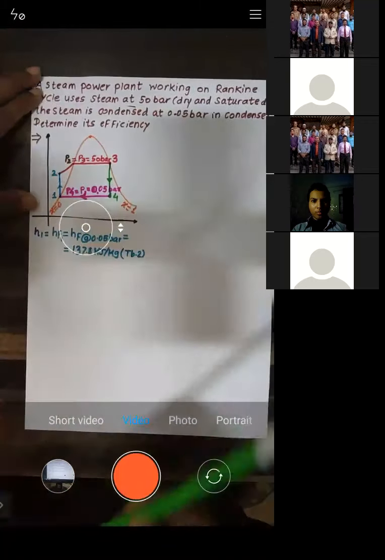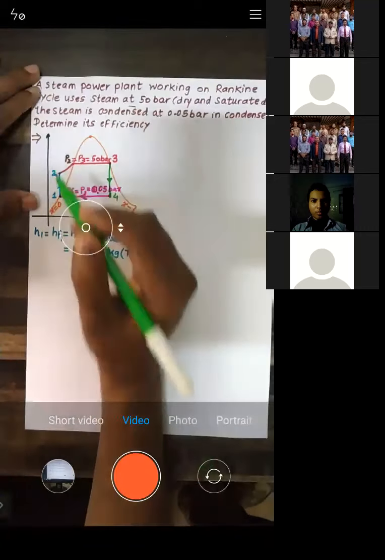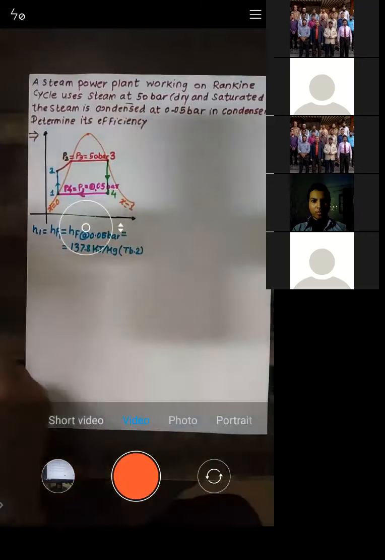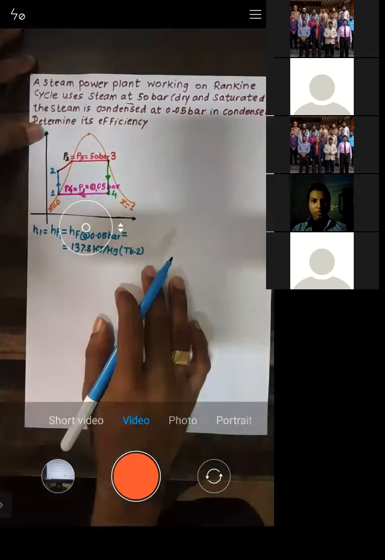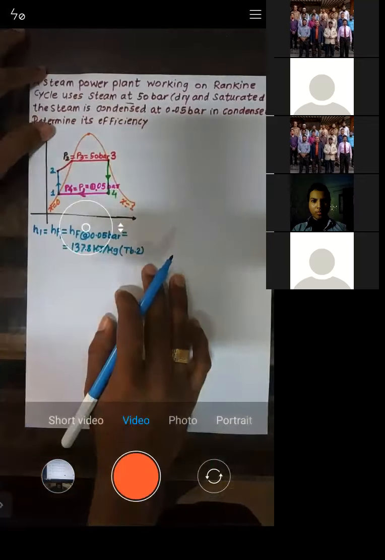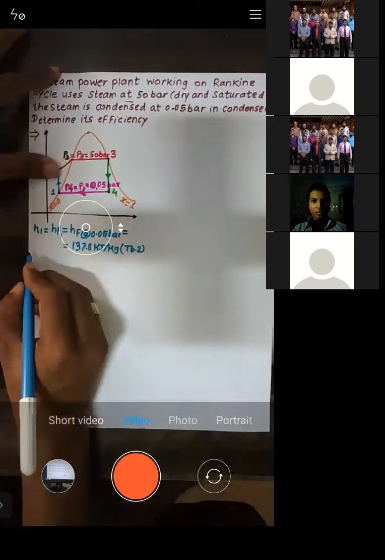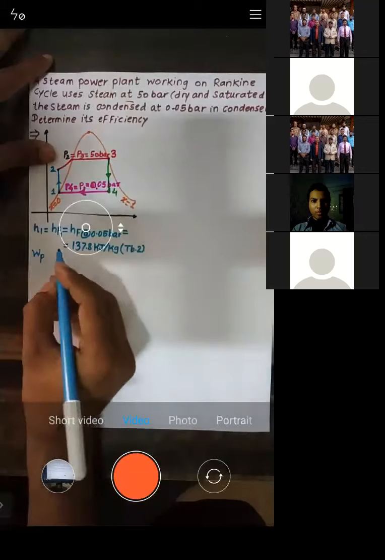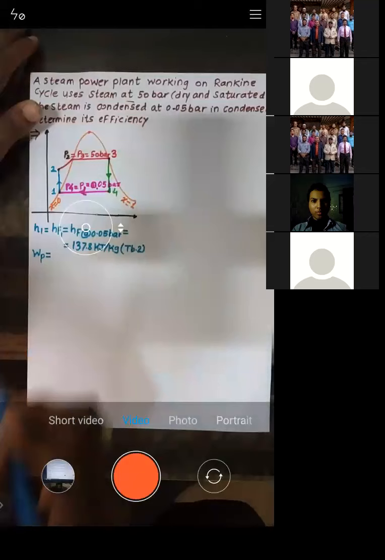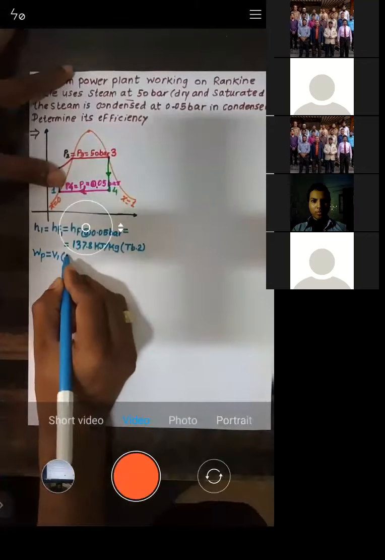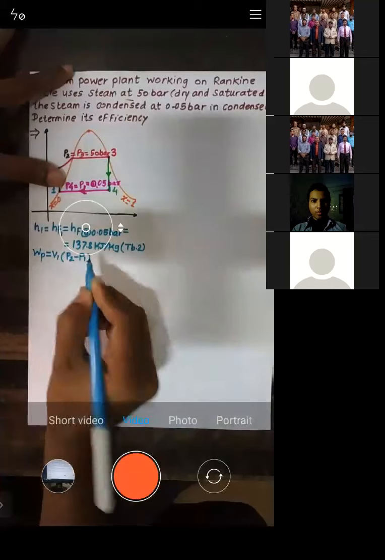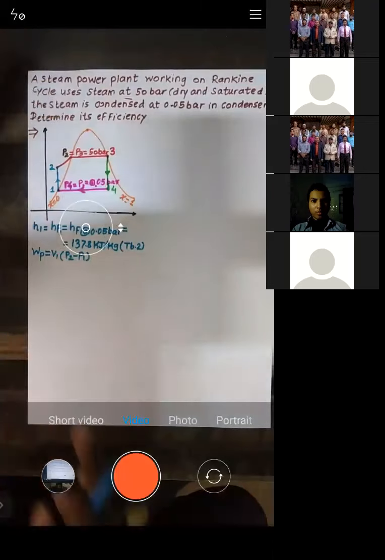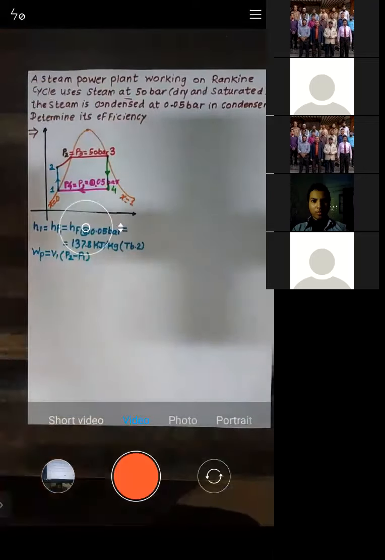Now see, during 1 to 2 what happens? During 1 to 2, there is an isentropic compression in a pump. The fluid gets compressed in the pump. So how much work does the pump require? Work consumed by the pump is given by initial volume into change in pressure, that is P2 minus P1. Try to understand this.